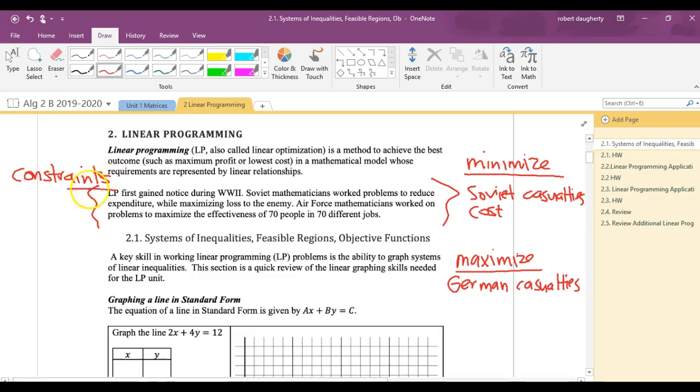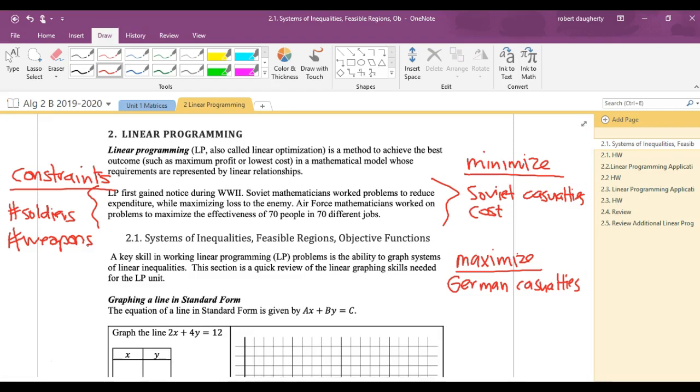So go back to the Soviet army. What are things that constrain the Soviet army in this problem? Do they have an infinite number of soldiers? No. So the constraints are the number of soldiers. What are other constraints they have? Number of weapons, okay? So this is, in a nutshell, the kind of problem we're going to be working with. I'm going to have constraints, and my goal is going to be to try to maximize or minimize something.